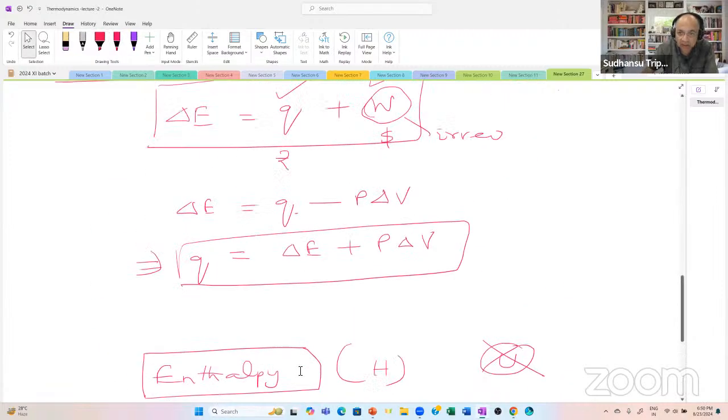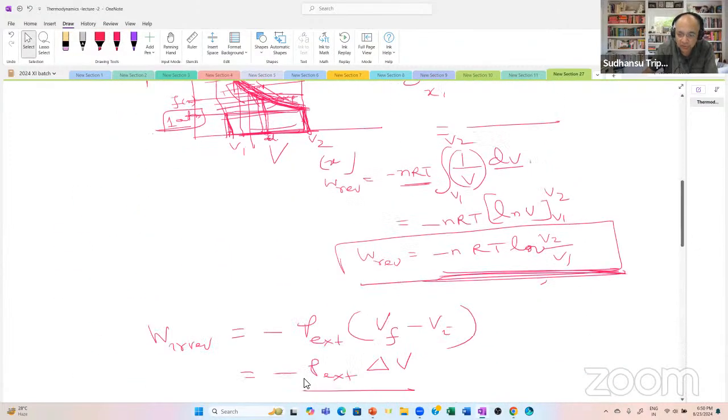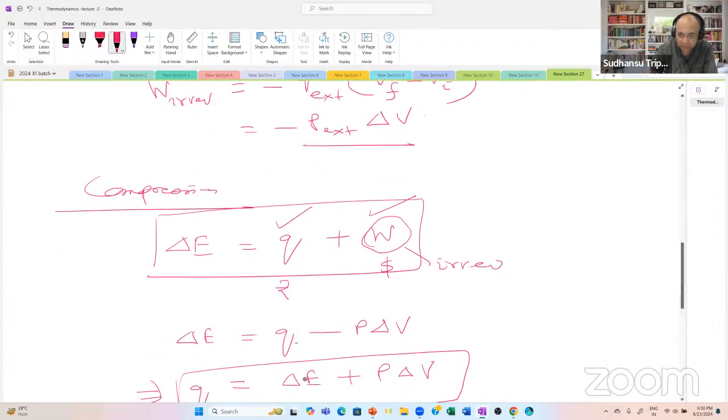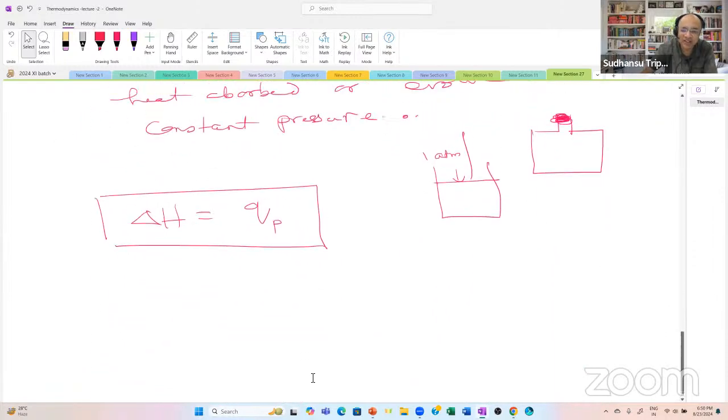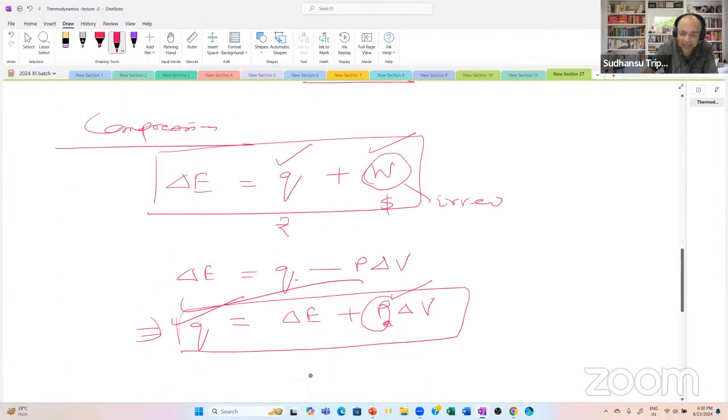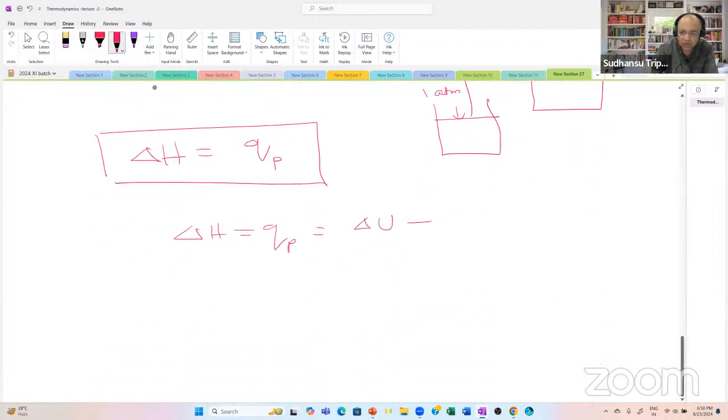Now, I bring your attention to this one. When the pressure is fixed, a constant external pressure under irreversible condition, this can be called QP. So del H, which is now called QP, is equal to del U, or del E. Did I write del E? For long years I was in the habit of writing E. In the last couple of years I have changed my habit to U. So del U plus P del V.